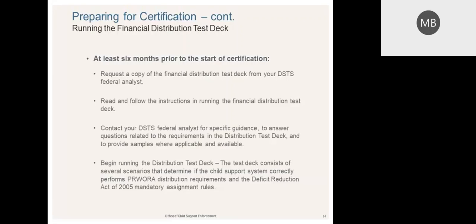The test deck consists of several scenarios that determine if the child support system correctly performs the distribution requirements and the definition and the Deficit Reduction Act of 2005 mandatory assignment rules. Next slide.